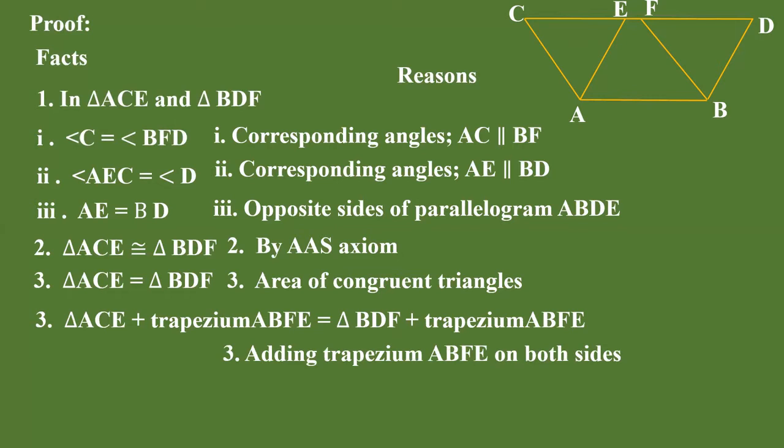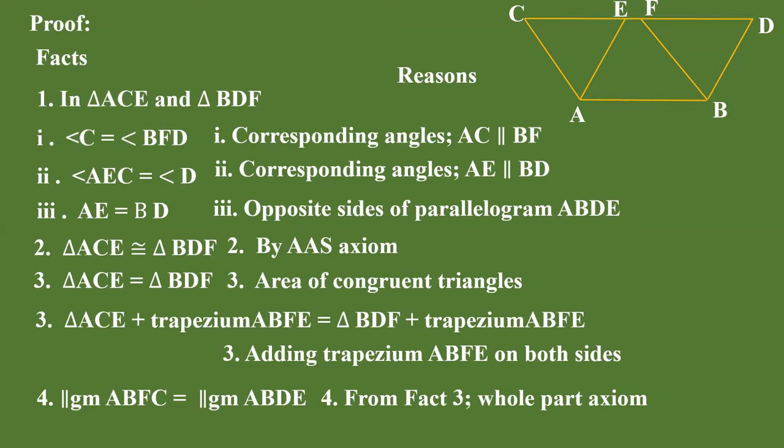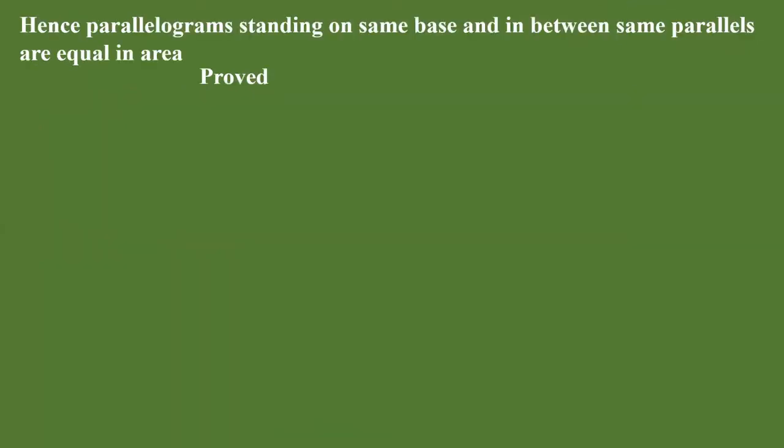Now the next step, we can say that if you add to triangle ACE the trapezium ABFE, look at the figure, what will happen? It will become a parallelogram ABFC, and that is equal to parallelogram ABDE, right? The whole part axiom. So we can write the reason from fact 3, and that is called the whole part axiom. This is the first theorem that we proved. Hence the theorem is proved. You can write a conclusion and you can just write a proof here.